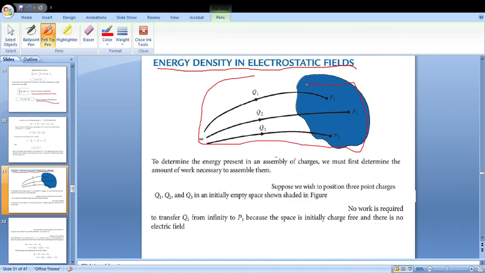So what we'll do is we'll discuss the theory part first, and then we'll come back to the problems, right?